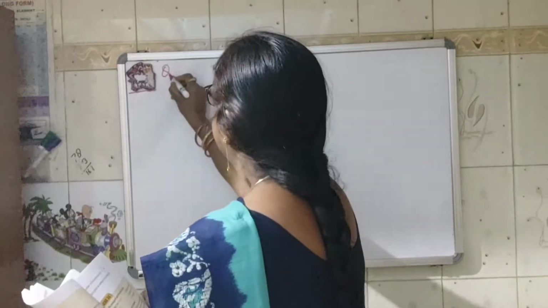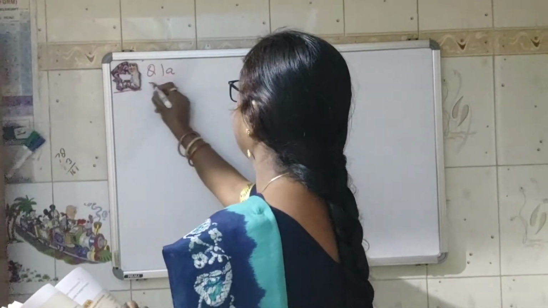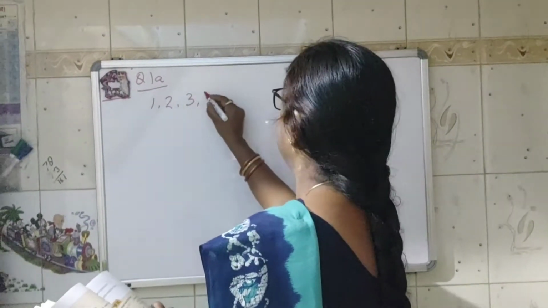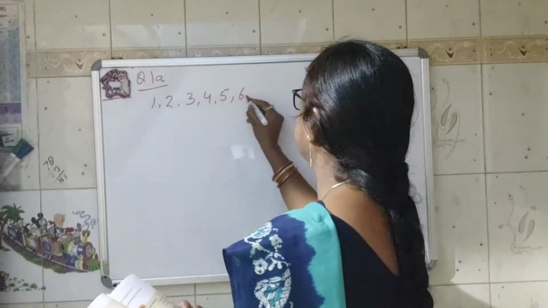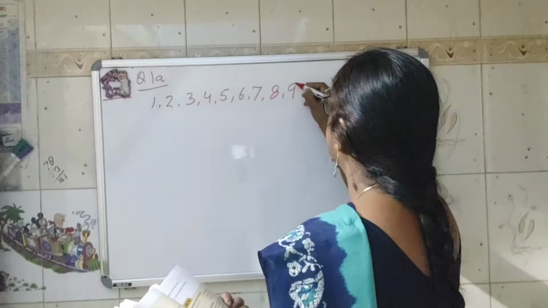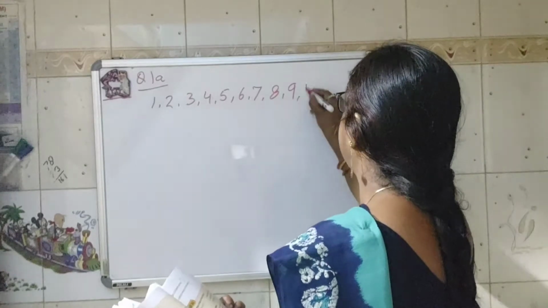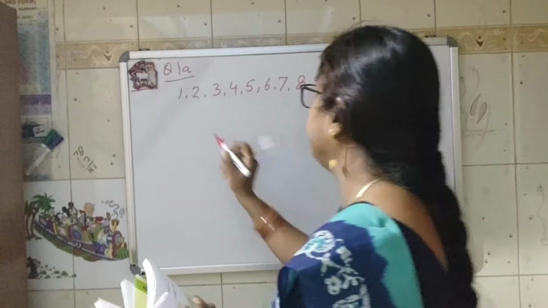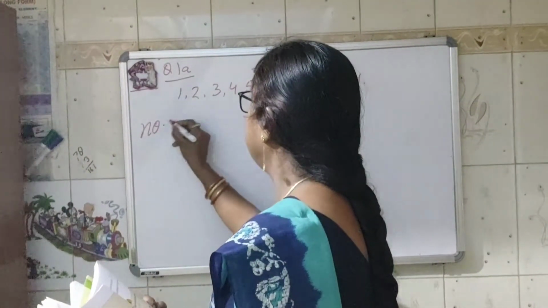So the first question given in your book, page number 53, exercise 3G. Question number 1: find the average of numbers from 1 to 11. So first we will write down the numbers from 1 to 11: 1, 2, 3, 4, 5, 6, 7, 8, 9, 10 and 11. So we have to first find the number of events. We'll write down the number of events.